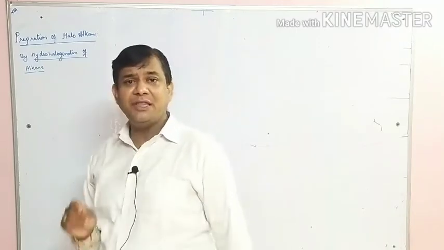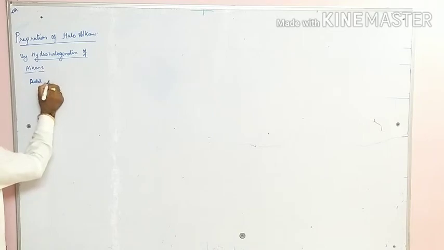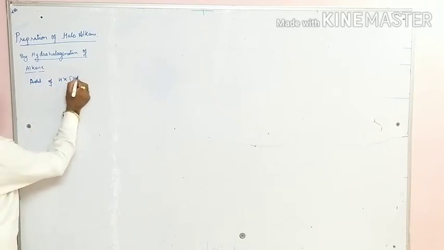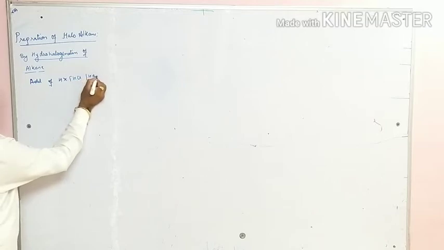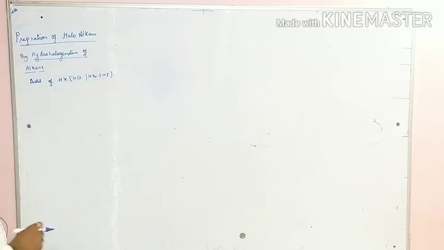What do you mean by the word hydrohalogenation? It means addition of HX. HX means halogen acids. For example, it is HCl or HBr or HI. This is called as hydrohalogenation reaction.